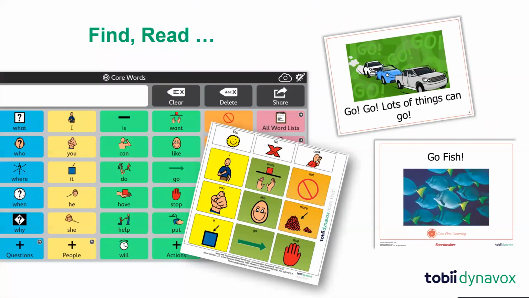And remember that the whole thing behind it is that we want to find those words, read them, and then use them on our AAC system. So we're making those connections between what we see on the printed page and what we're using to express ourselves.